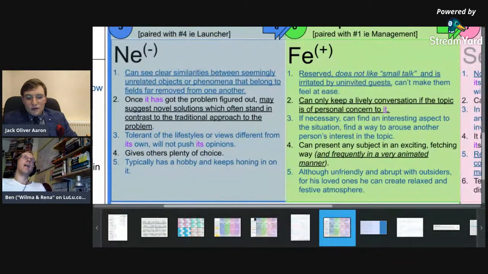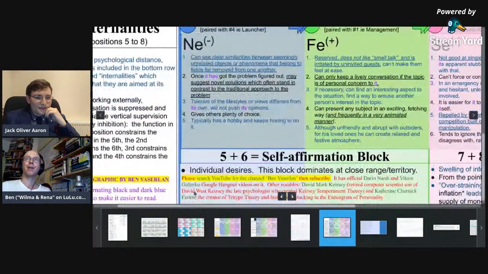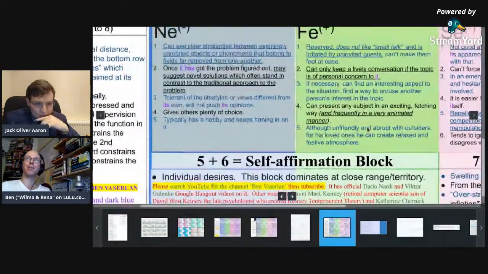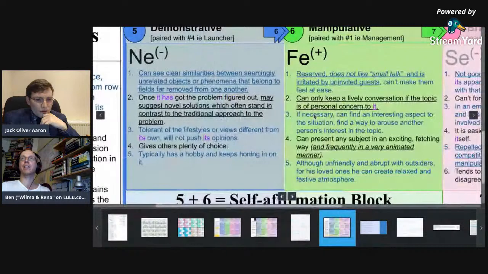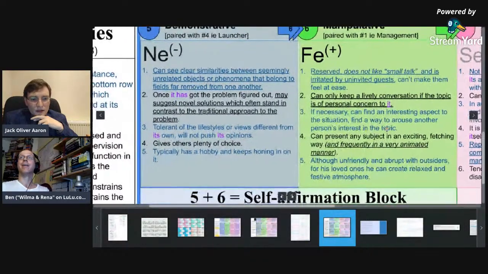No, for LII, it's a case of if you see them meet somebody with a common interest, then they become expressive in that situation. David Mark Kersey called it going flaky. But wait, Ben, that's when someone already has an interest rather than arousing an interest. Yes, but the whole point of this is that this is conditional. This block dominates at close range territory. The person has to be on their territory to display these things. That is why it says things like, can only keep a lively conversation if the topic is of personal concern to it. Yeah, no, I know we've established that.